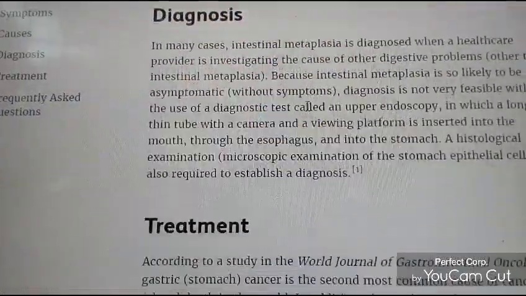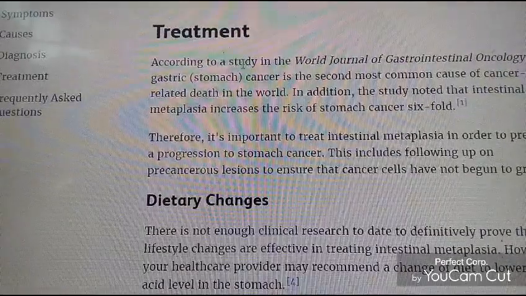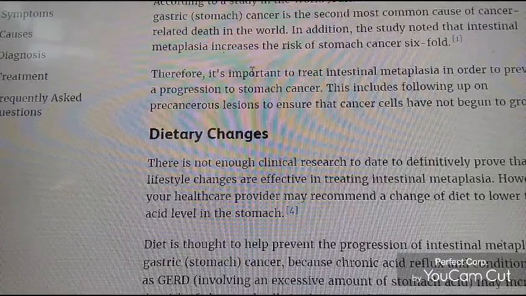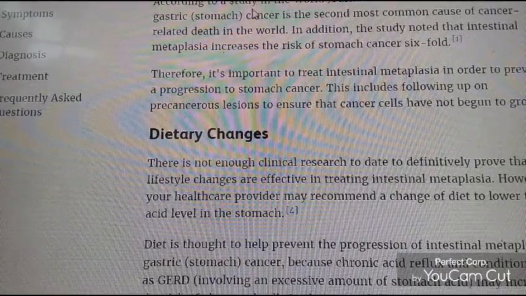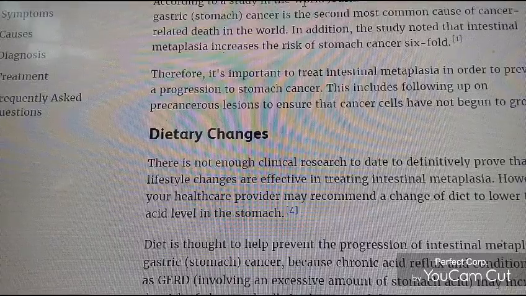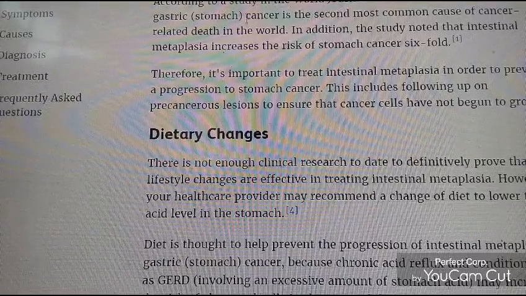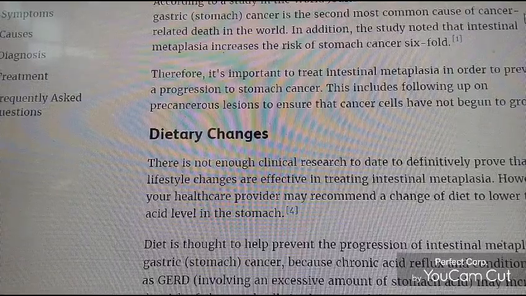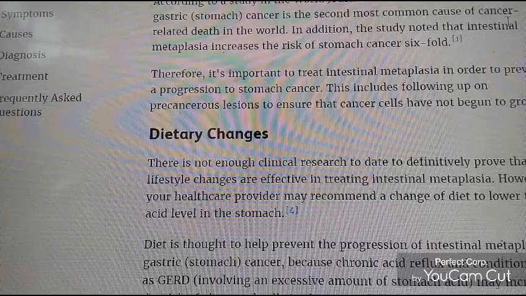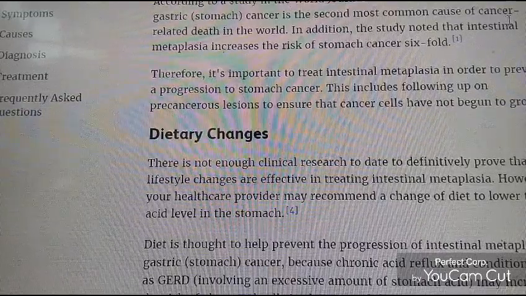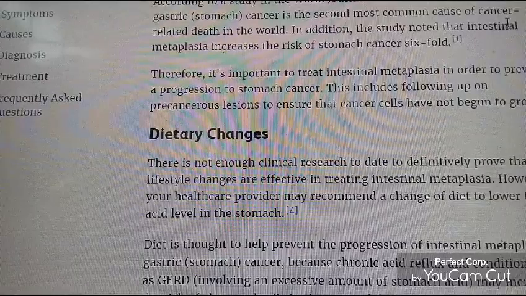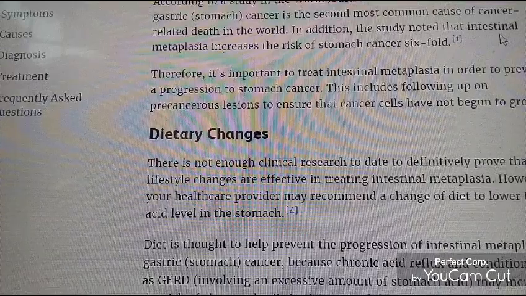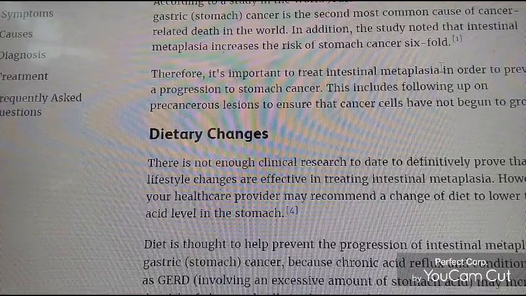Okay, so diagnosis, of course. Treatment. What is the treatment? Now, they tell you, well, according to a study in a world journal, cancer is the second most common cause of cancer-related death. Oh, you gotta be an expert. Can you imagine that somebody can write such a stupid statement? And this is experts talking. Okay?